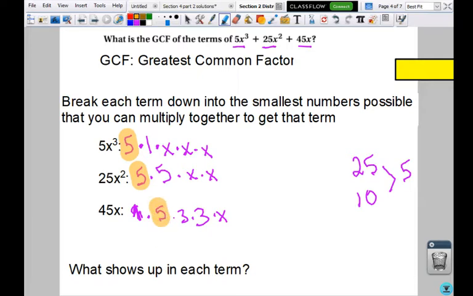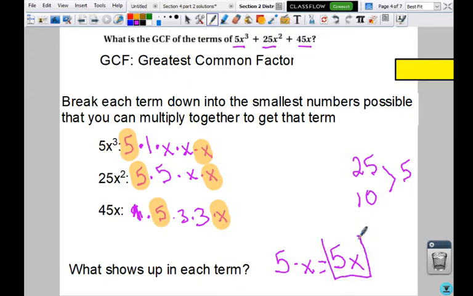All right, 5 shows up in each list, right? And an x shows up in each list. Does anything else show up? Multiplication sign. They're all multiplications. So I have a 5 and an x that shows up in each term. To find my GCF, I just pick one line, because each line is exactly the same: 5 and x, 5 and x, 5 and x. My greatest common factor is 5 times x, which is really just 5x.